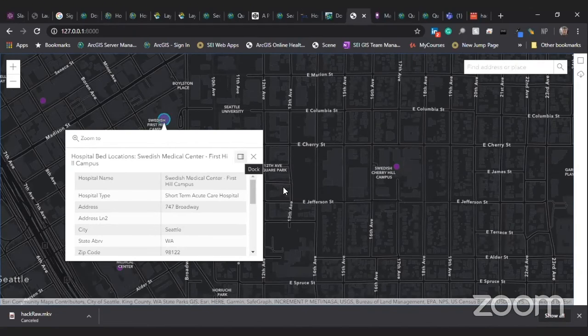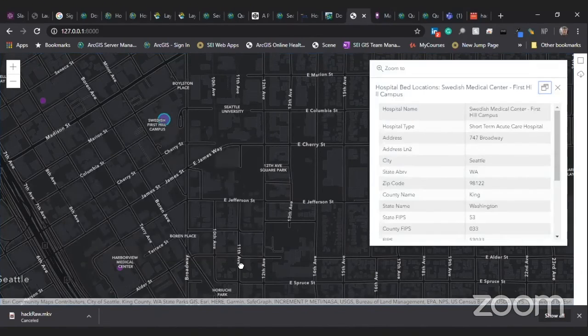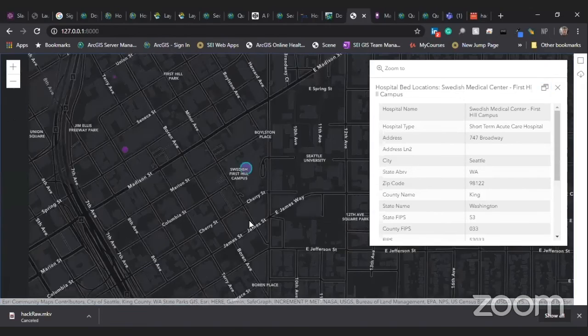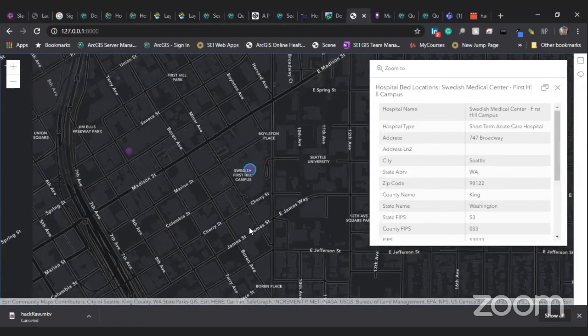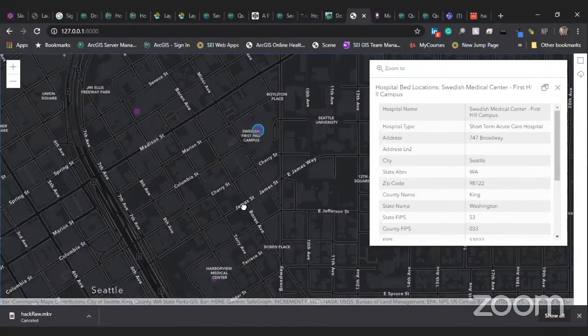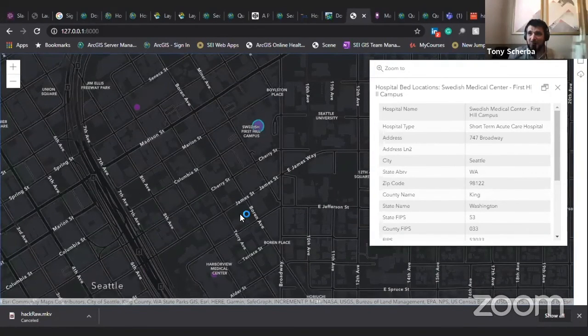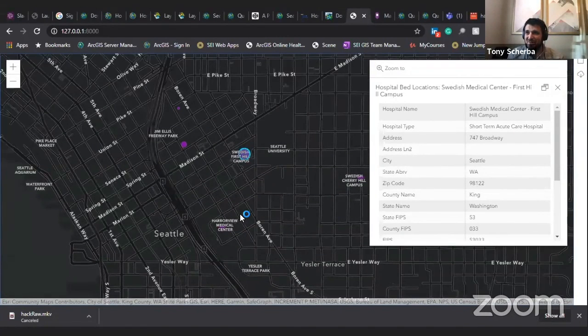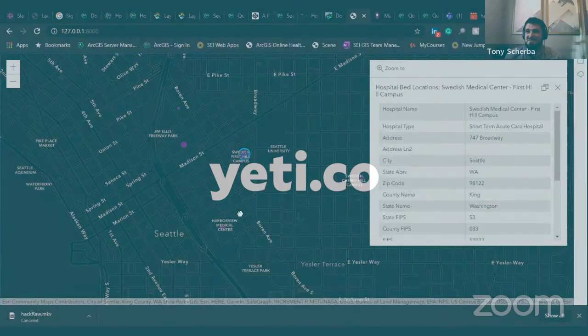I live at 8th and Madison, so I live in between all three of the hospitals. Sweet. Well, I think everybody wants to zoom in and see what's going on with theirs. So that's why this stuff is really cool.